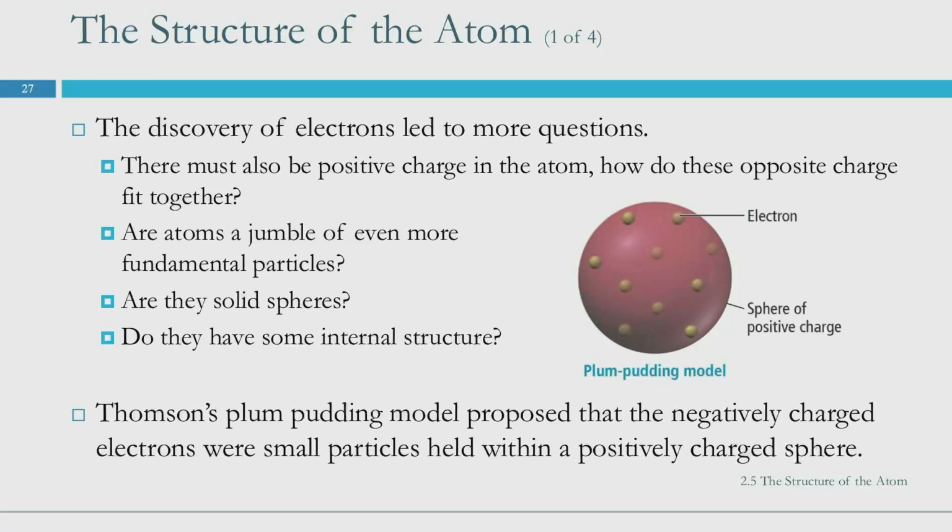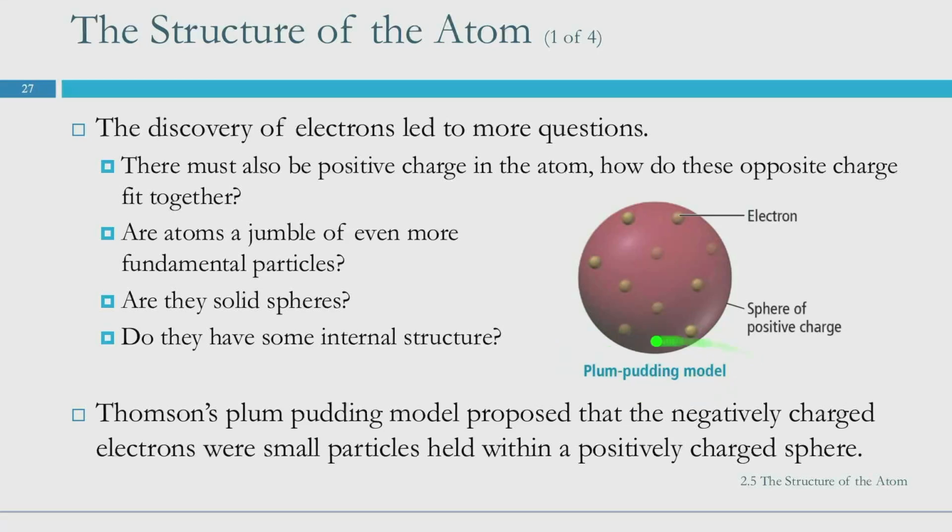And so this discovery of electrons led to more questions. If electrons are negatively charged, in order for them to stick around in atoms, there must be a positive charge to balance out that negative charge. So there's got to be a positive charge in the atom. Where do these opposite charges fit together? And so people came up with all these crazy ideas of what an atom might look like, how it might be structured. Because they didn't have the ability to actually look at them, you can't really magnify down that far.